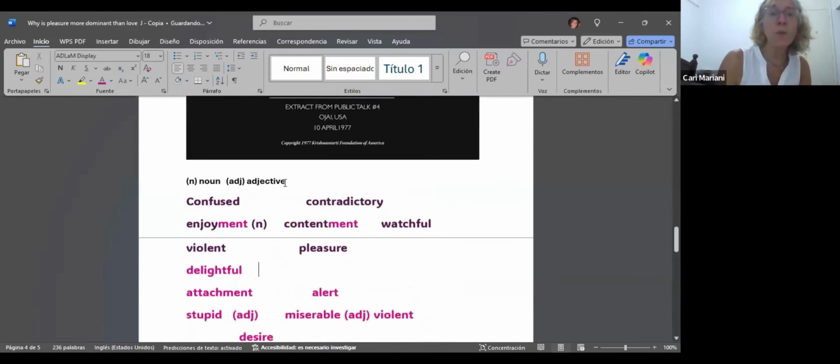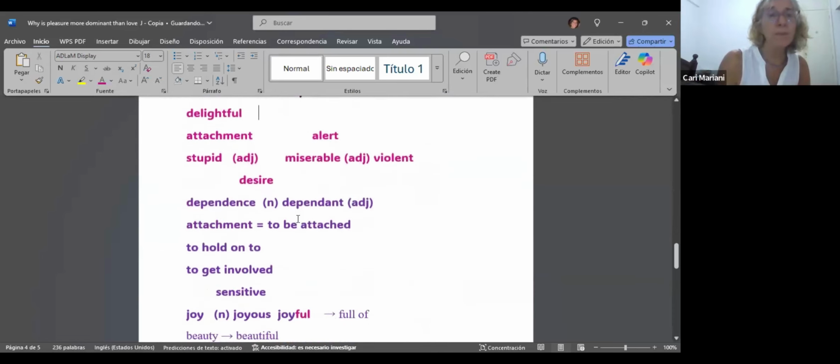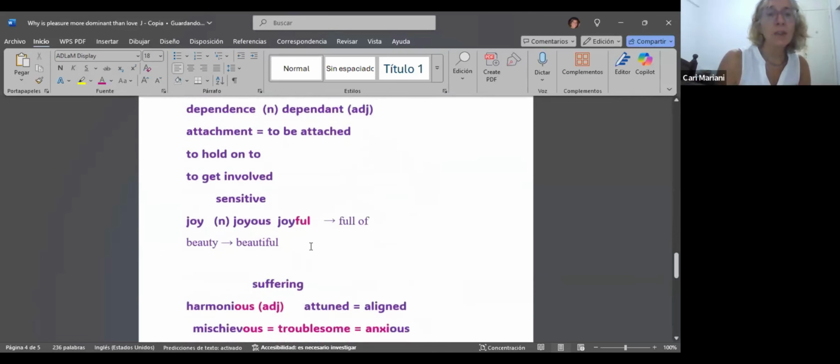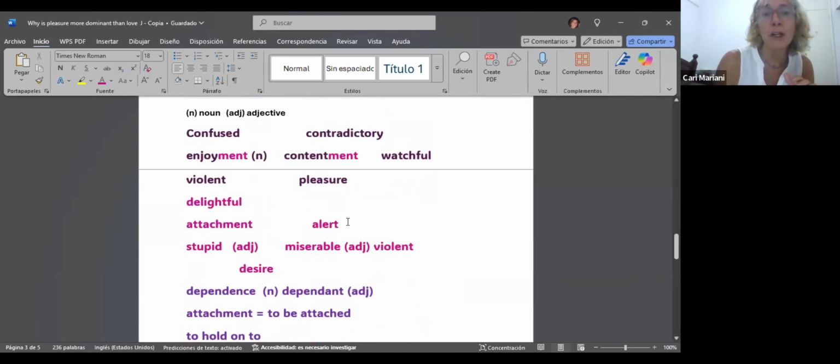Watchful. To become watchful is to become vigilant. Watchful is a kind of synonym of alert. But it has a bad connotation. To be watchful. To be alert, not.